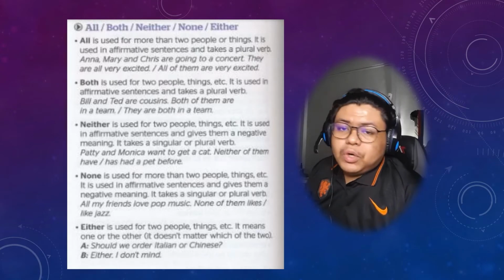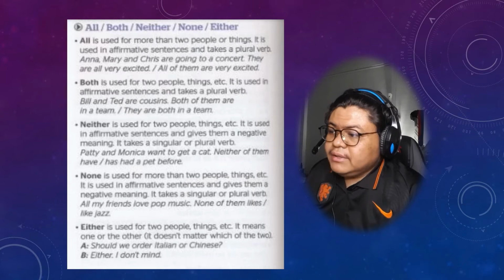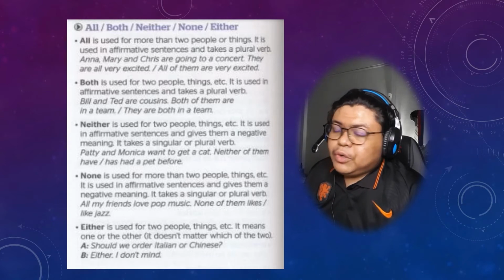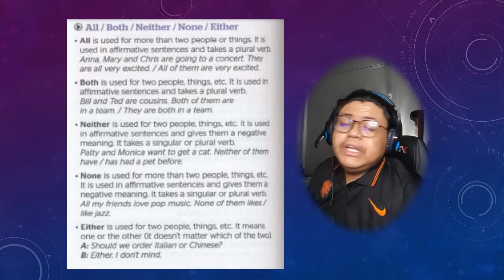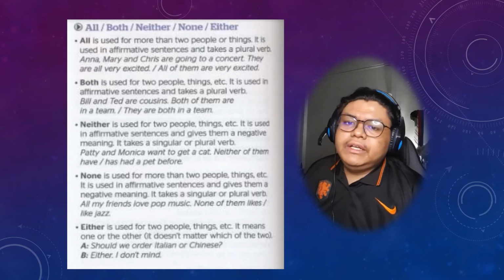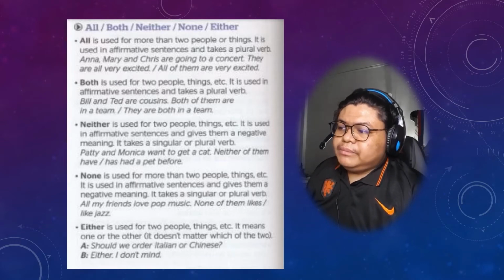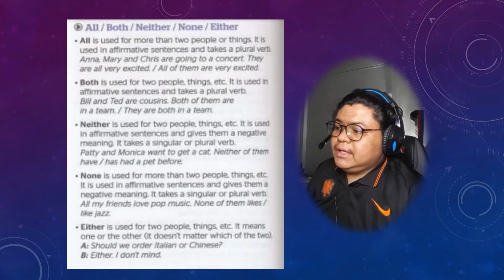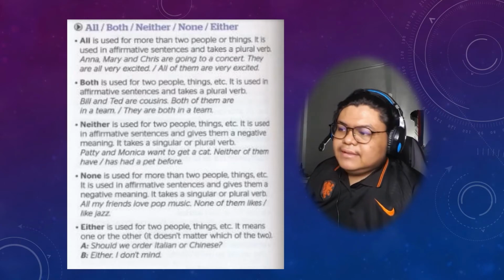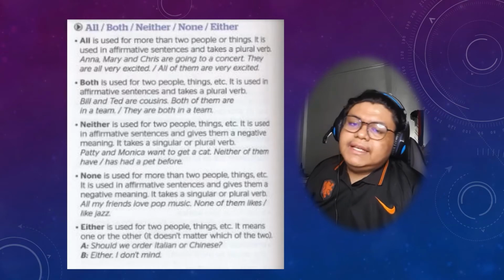Next one is both, which is used for two people, things, etc. Kalau tadi more than two people, now only two, sebab perkataan dia both. Both in BM we call it kedua-duanya. It is used in affirmative sentences and takes a plural verb, because it's more than one obviously. For example, Bill and Ted are cousins. Both of them are in a team. They are both in a team.